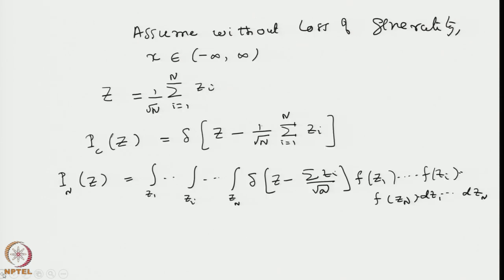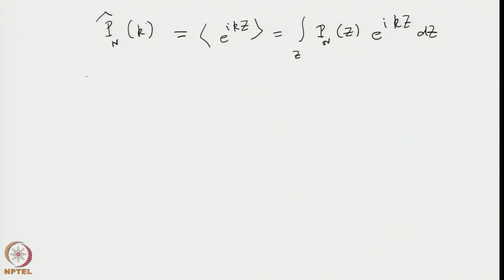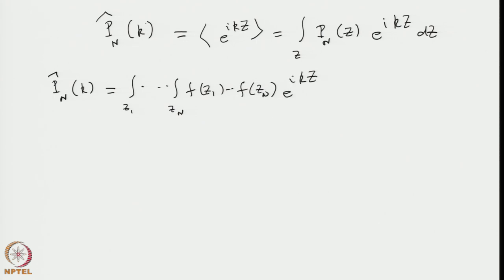So when we go back to the distribution that we saw for p_n(z), we can execute this Fourier transform very easily, and that will read p_n caret(k). Now the conjugate variable k will enter into the argument of the characteristic function, which is nothing but an n-fold integral z1 to zn of f(z1) to f(zn) e to the power ikz, then the delta function of z minus sigma zi by root n. The characteristic function requires integration over z, whereas the probability functions have to be integrated over dz1 to dzn. So it has n plus 1 integrals now.